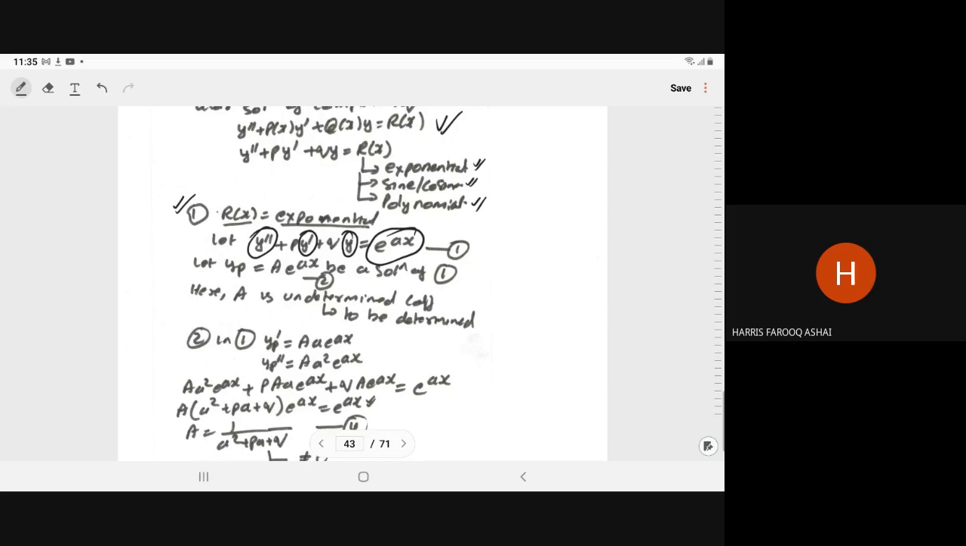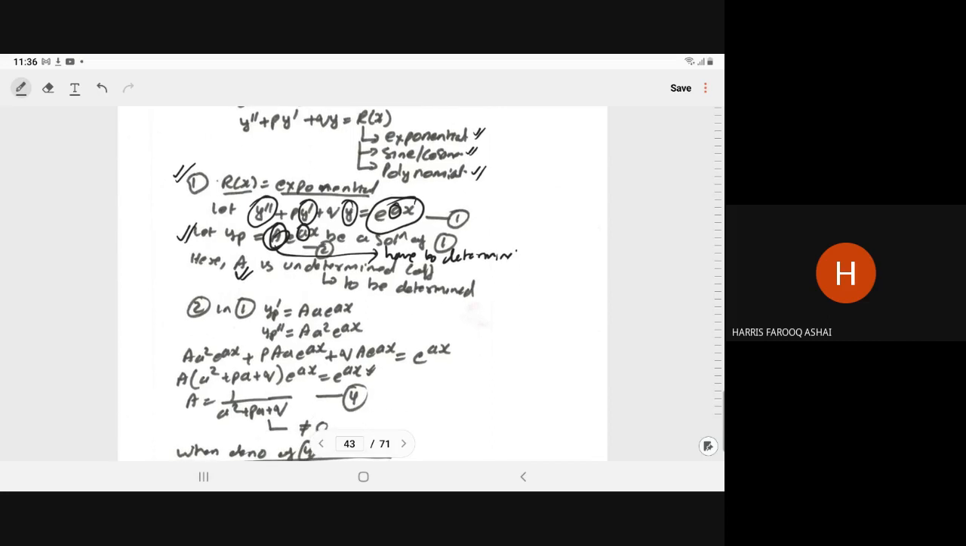So for the particular solution, we assume that yp = A e^(ax), where this a is the same thing, and this capital A we have to determine. That's why its name is the undetermined coefficient. Here we have to determine the coefficient, so A is the undetermined coefficient that is to be determined.